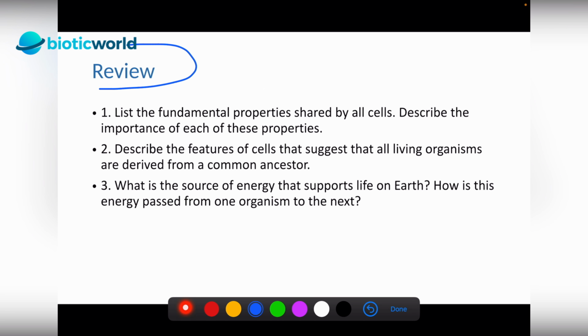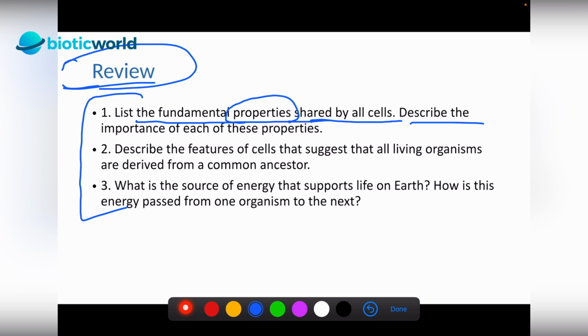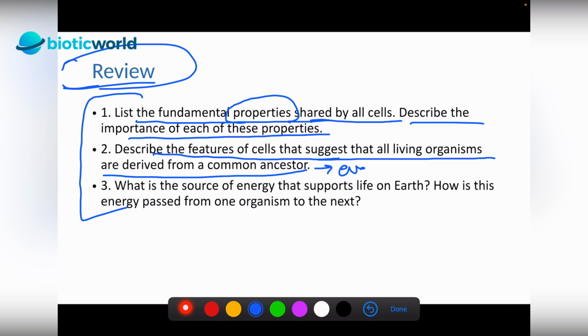Here, we have studied different properties of a cell. Now, this is the time to answer these questions. List the fundamental properties that we have studied, shared by all cells. Describe the importance of each of these properties. Describe the features of cells that suggest that all living organisms are derived from a common ancestor. Here you have to talk about evolution.